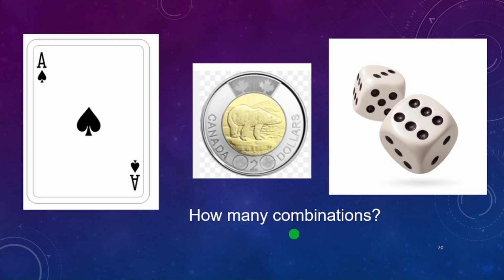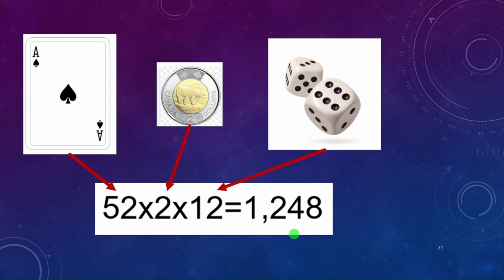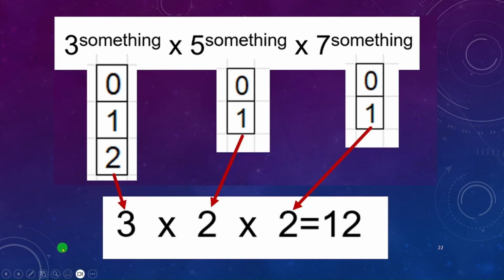To answer that question, let's go to 3 old friends that always come up in the how many questions involving how many. We have a deck of cards, a coin, and 2 dice. How many ways can we combine those together? Well, there's 52 cards, 2 ways for the coin to flip, and 12 ways for the dice. So for each of the 52 cards, we have to do it again because we could have heads or tails. And then for each of those 104, we could have any one of the 12 numbers, so we simply multiply them together. And that's what we're going to do here.